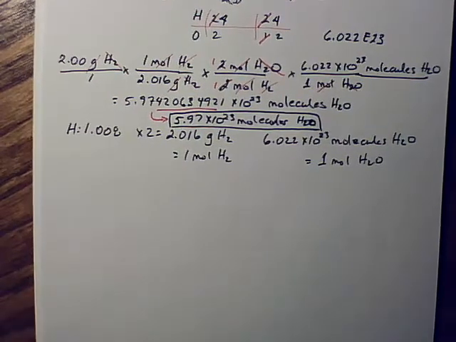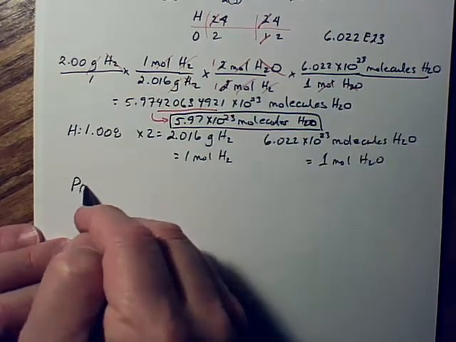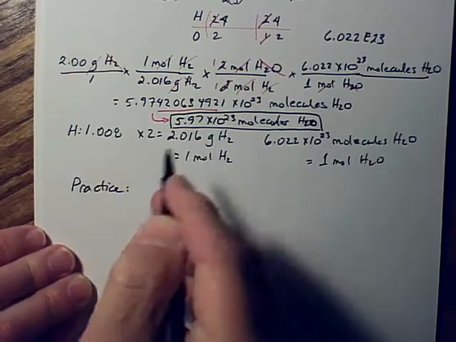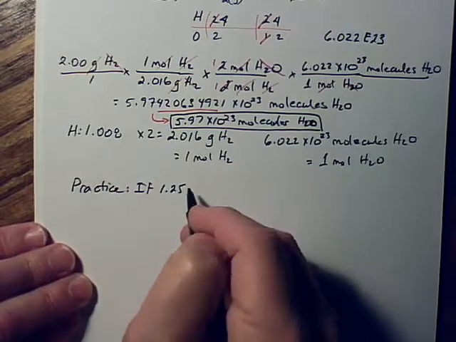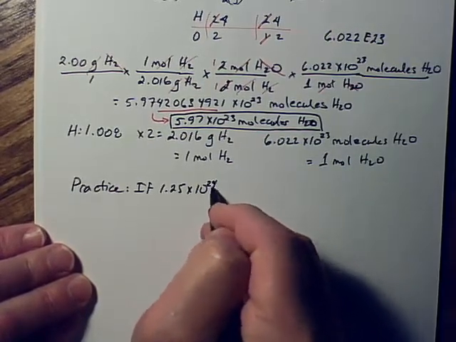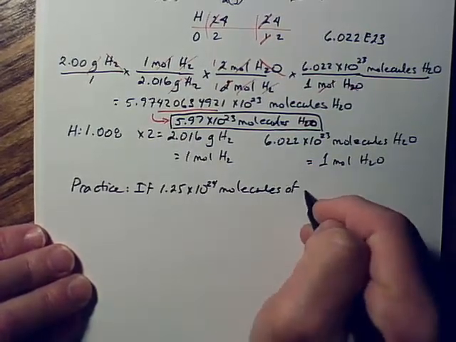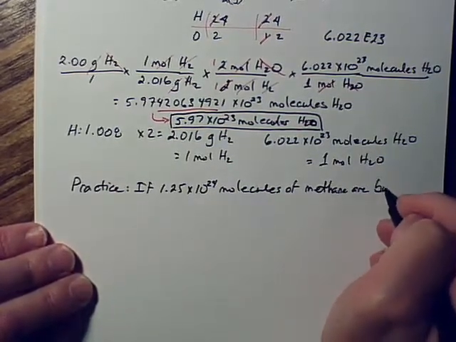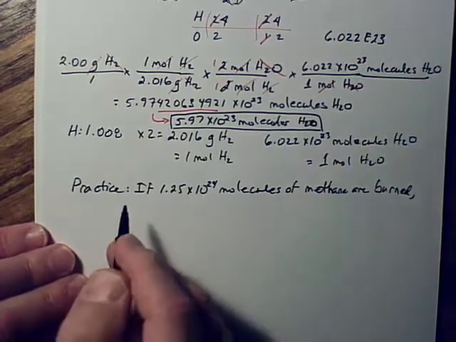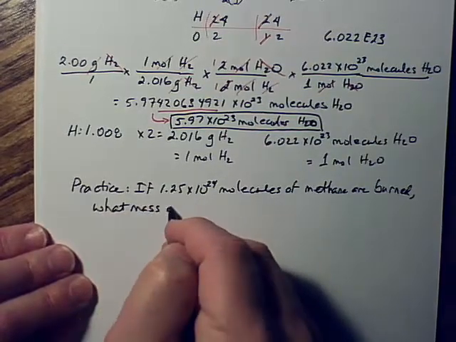All right. Let's let you guys practice now. 0.25 times 10 to the 24th power molecules of methane are burned. What mass of carbon dioxide will be produced? You could think of it that way.